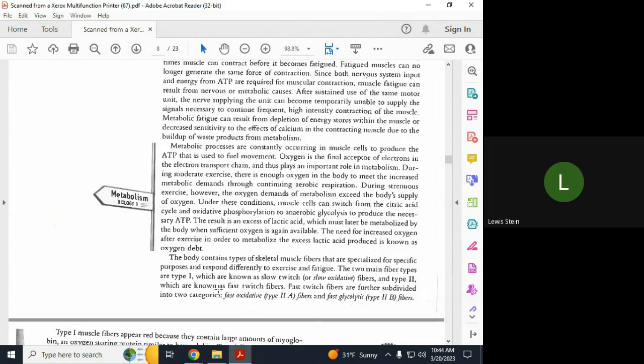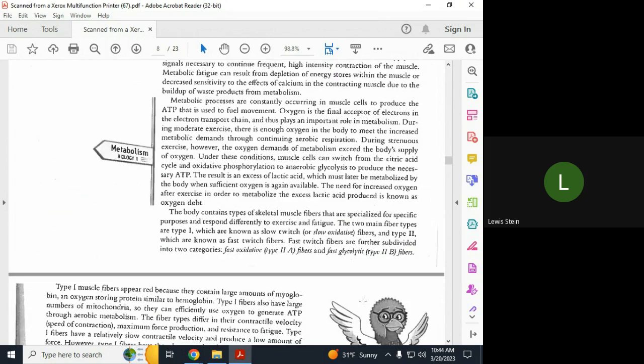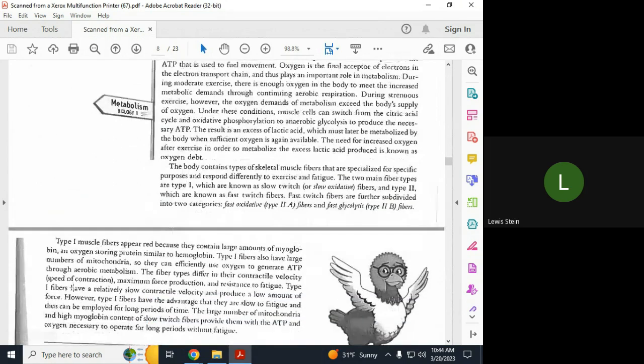Do you talk about the fibers? Type 1, slow twitch or slow oxidative. Type 2, fast twitch or fast oxidative. And then lastly, fast glycolytic. Type 1 fibers are red because of large amounts of myoglobin. Type 1 fibers have large mitochondria and efficiently use oxygen.